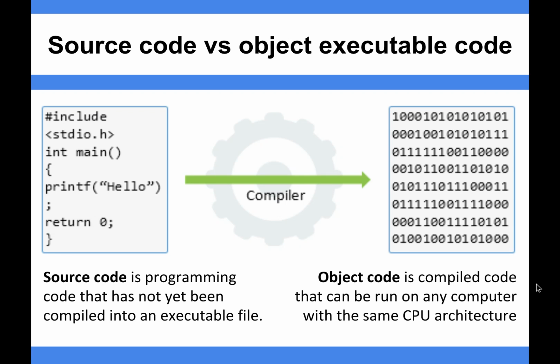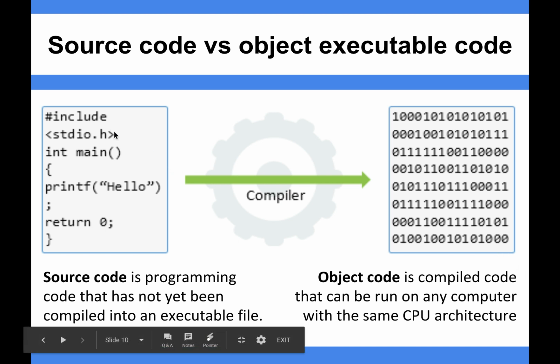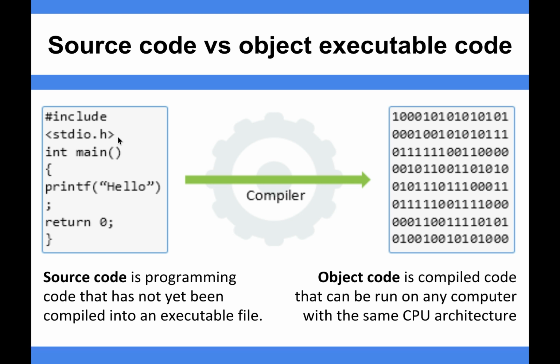So you want to know the difference between the terms source code and object code. It's actually simpler than it sounds. Source code is your programming code, like on the left. Sorry, it hasn't been compiled. So source code looks like it does above.